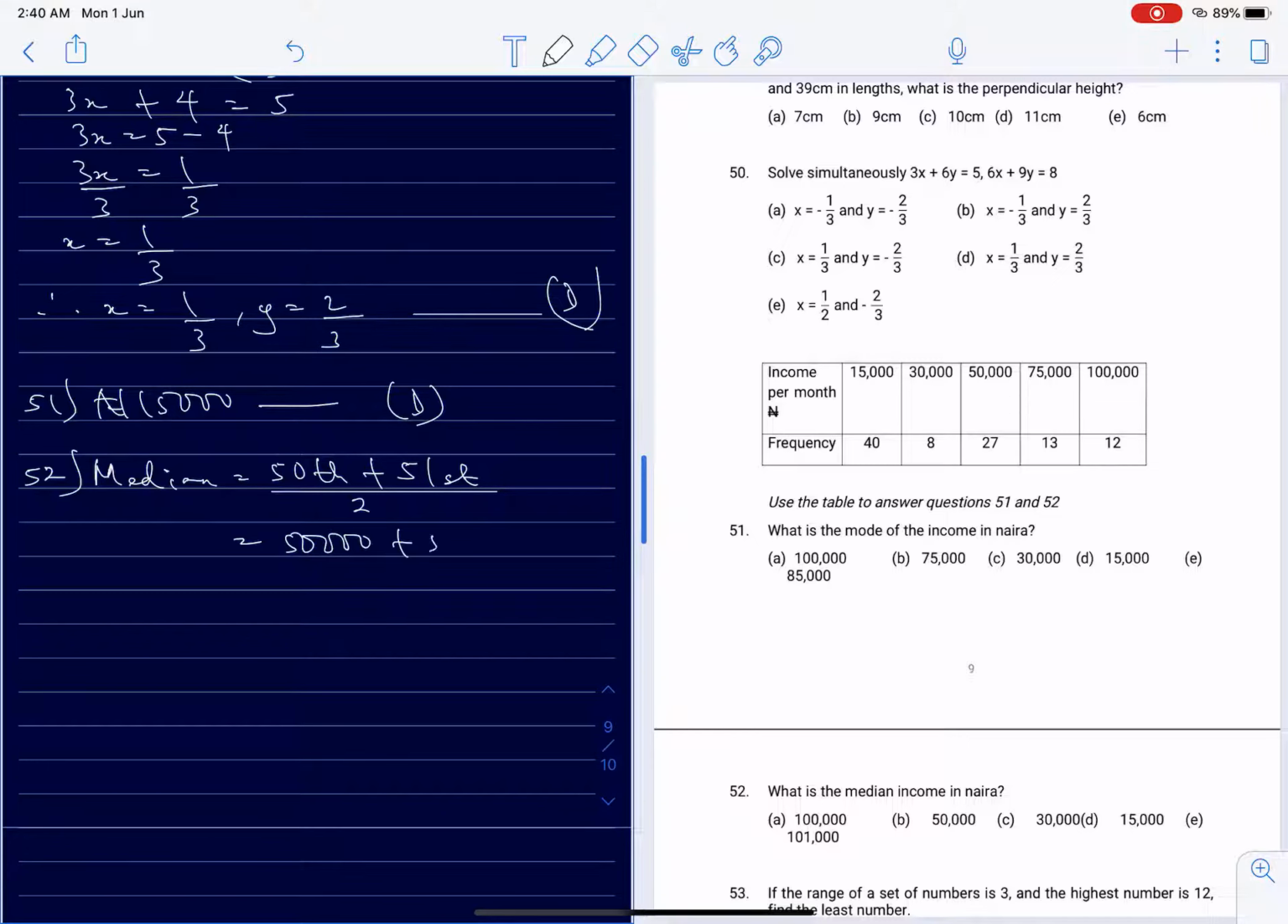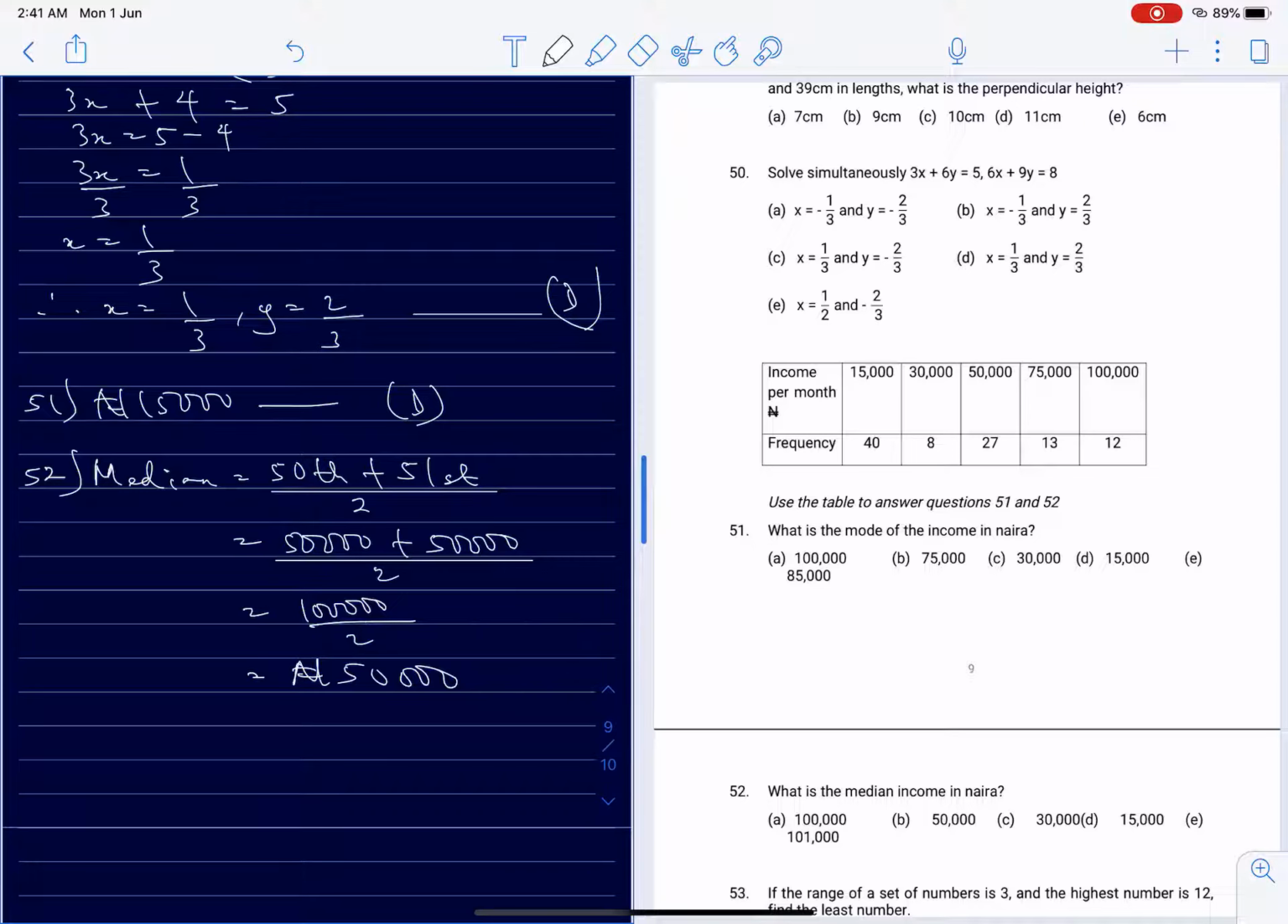And the 51st income is also 50,000. So that's 50,000 plus 50,000 over 2. And that means 100,000 divided by 2, which is 50,000 naira.